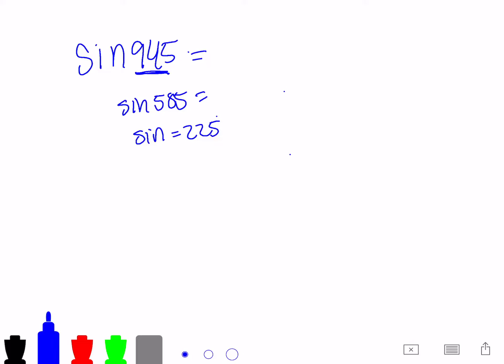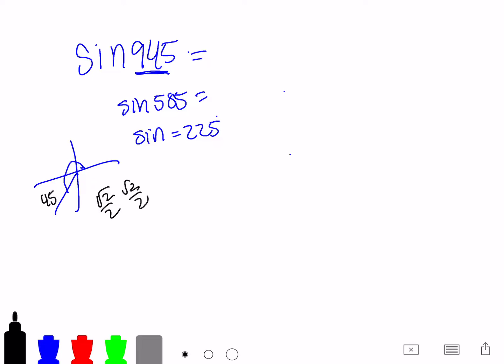Each one of these is going to be the same value. Then I can just look at what the sine of 225 is. 45 degrees is the reference angle. That's your middle finger that goes down. That's your point √2/2, √2/2. It's left and down, so both are negative. We want the sine, and the sine is the y value, so we take -√2/2.